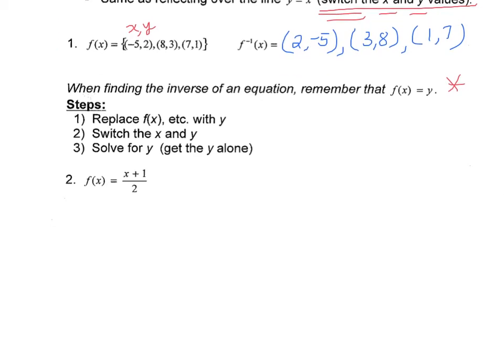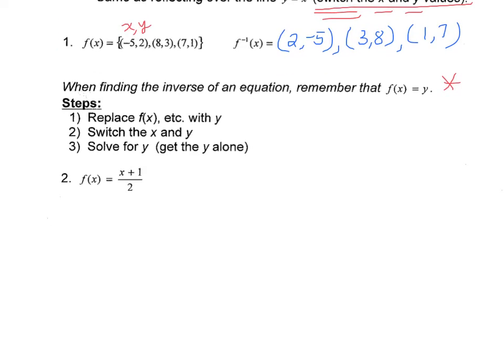All right, now that you have all that copied, let's go on and find the inverse of f of x, which is x plus 1 over 2. Well, in order to find an inverse, I need a y value. And we all know f of x stands for y. So really, this can be rewritten as y equals x plus 1 over 2. So now we're going to go ahead and find the inverse. Inverse means to switch the x and the y. So I have x equals y plus 1 over 2.